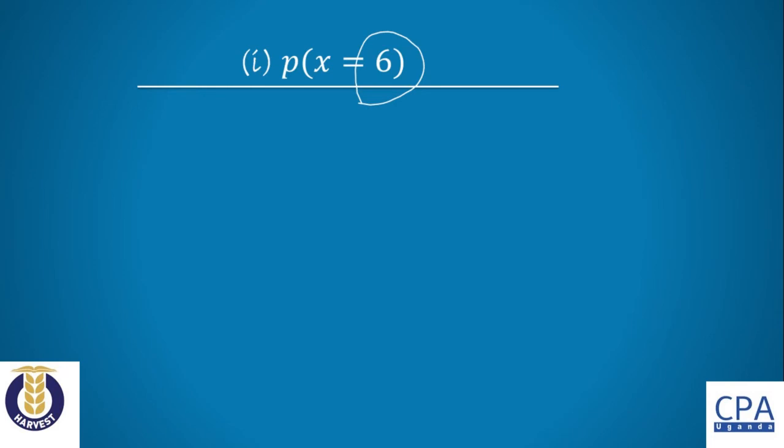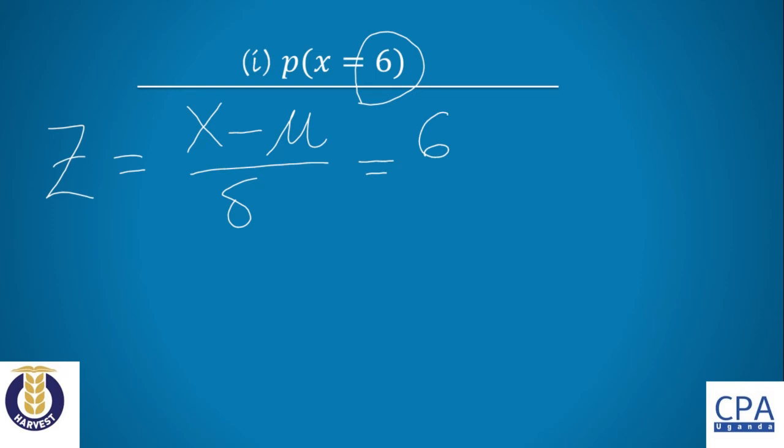So for us to convert our x to z, our z is equal to x minus the mean that is given, divided by the standard deviation. So in our case here, our x is 6 minus the mean that is given as 5 hours, divided by 2 hours. So that is 1 over 2, which gives us 0.5.